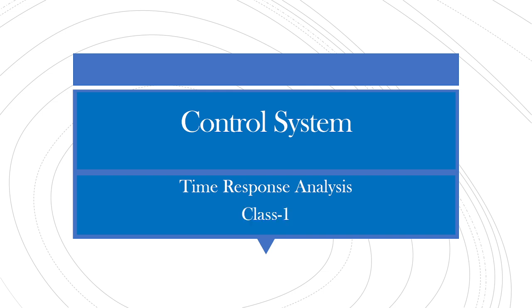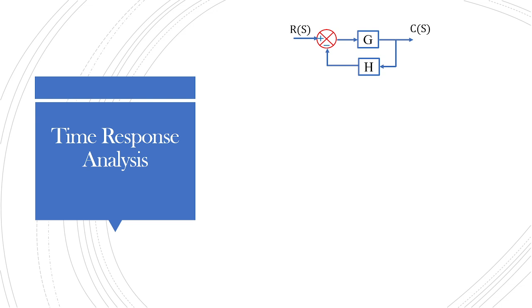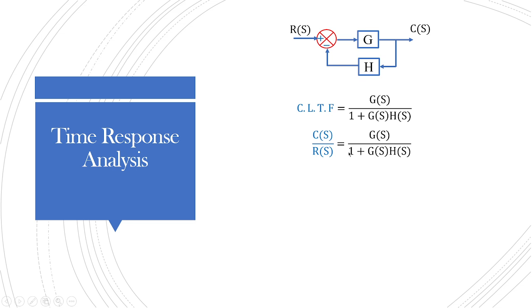So for time response analysis, when you see the transfer function for a given system, for example, you have input R of S, output C of S, a gain, and a feedback path of H with negative over here. Then the closed loop transfer function, denoted by CLTF, is given by G of S by 1 plus G of S H of S. Also, we treat this closed loop transfer function as C of S by R of S, which is equal to G of S by 1 plus G of S H of S, where C of S is the output and R of S is the input.